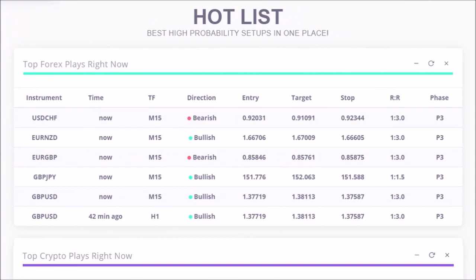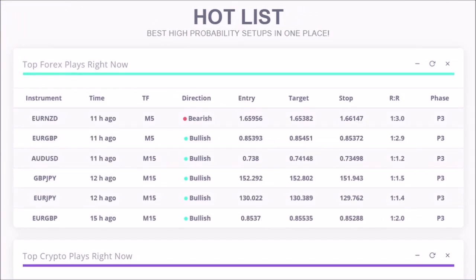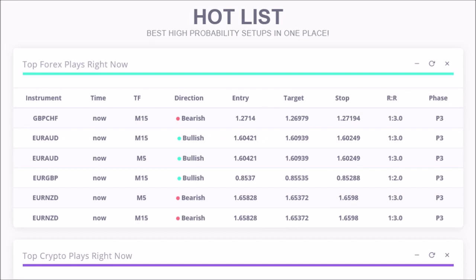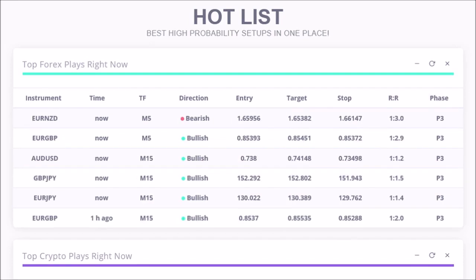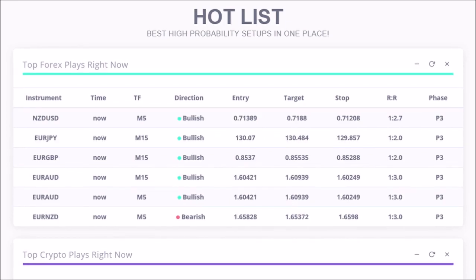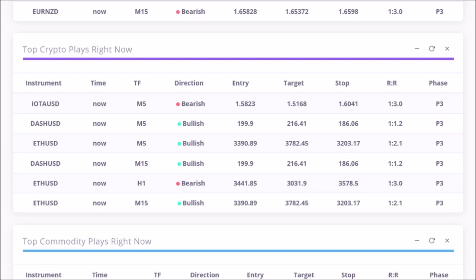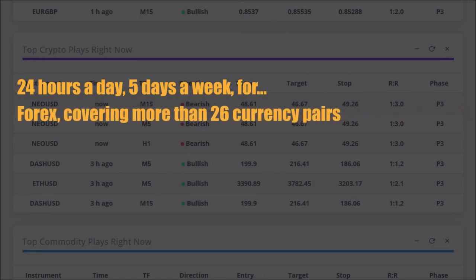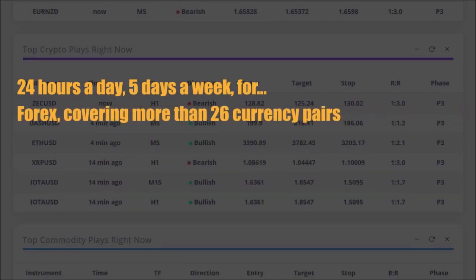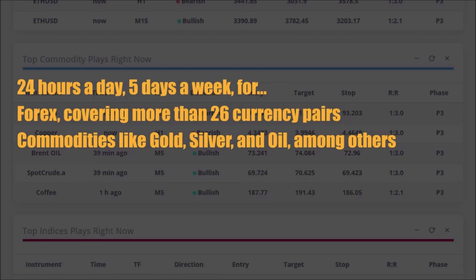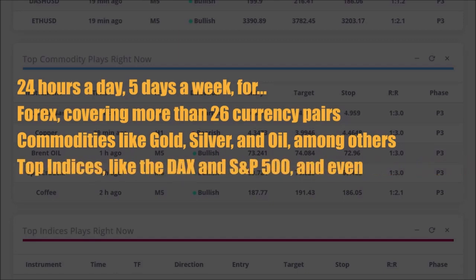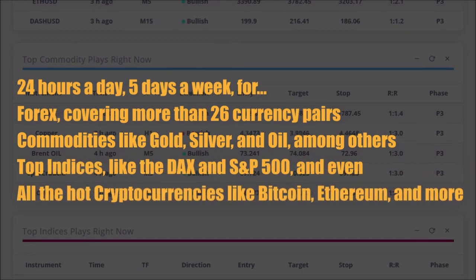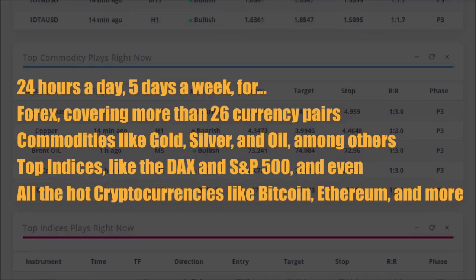It's not a software, it's not a trading system, it's not a robot. What TradeJuice is, is a sophisticated cloud-based integration of proprietary algorithms and learning AI that calculate every candle, pip, and trend in multiple markets simultaneously to deliver hot, juicy trades and setups 24 hours a day, 5 days a week for Forex, covering more than 26 currency pairs, commodities like gold, silver, and oil, top indices like the DAX and S&P 500, and even all the hot cryptocurrencies like Bitcoin, Ethereum, and more.